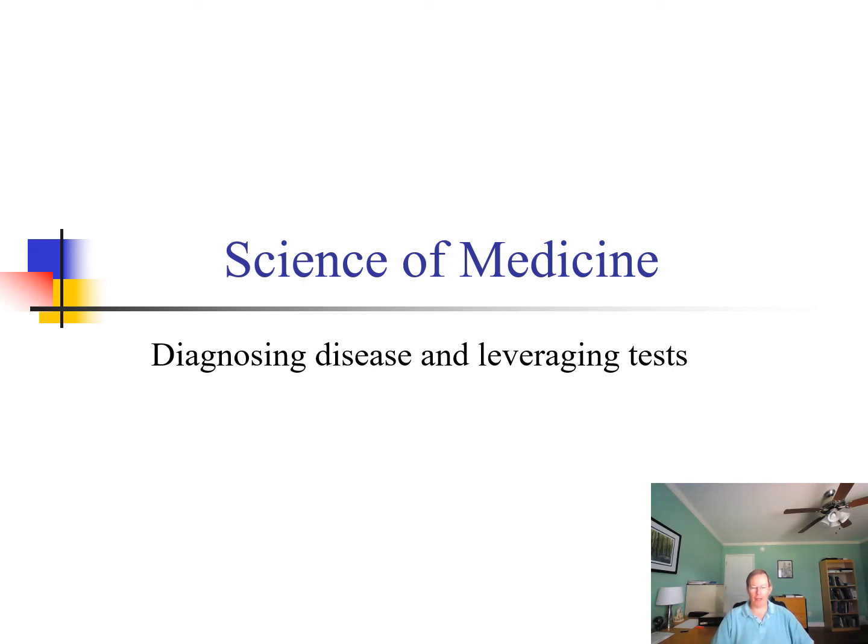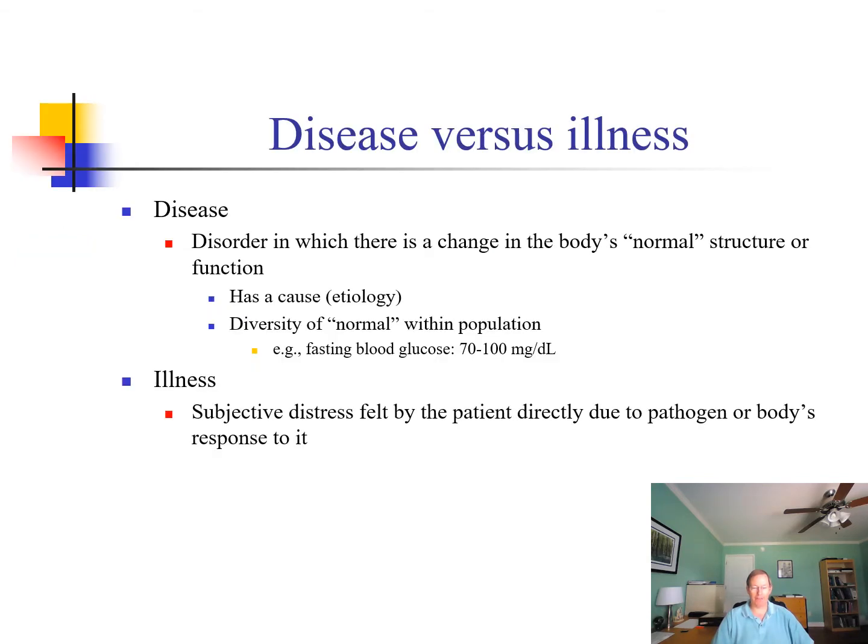Today I want to talk about diagnosing disease and using various tests in that process. So first thing you need to understand is what a disease is. Now if I look at a collection of people, there will be a normal variation in various things that I could measure about the person, such as their temperature or if I did blood work. And that diversity of normal is simply normal variation.